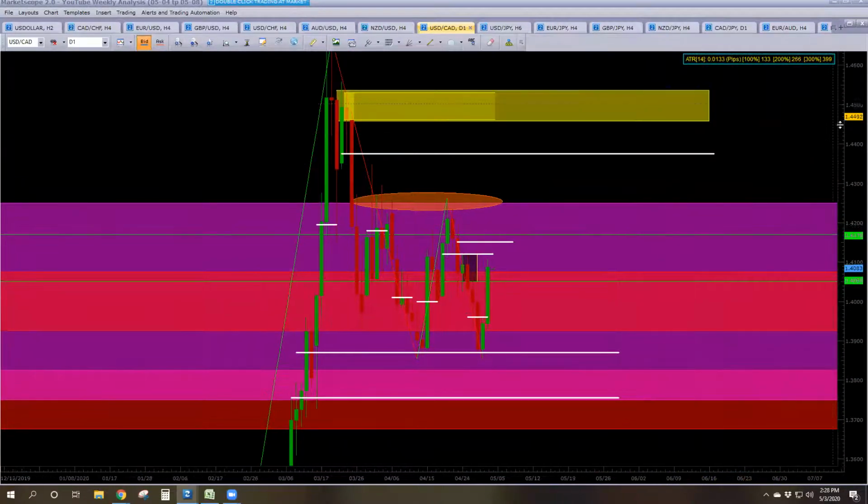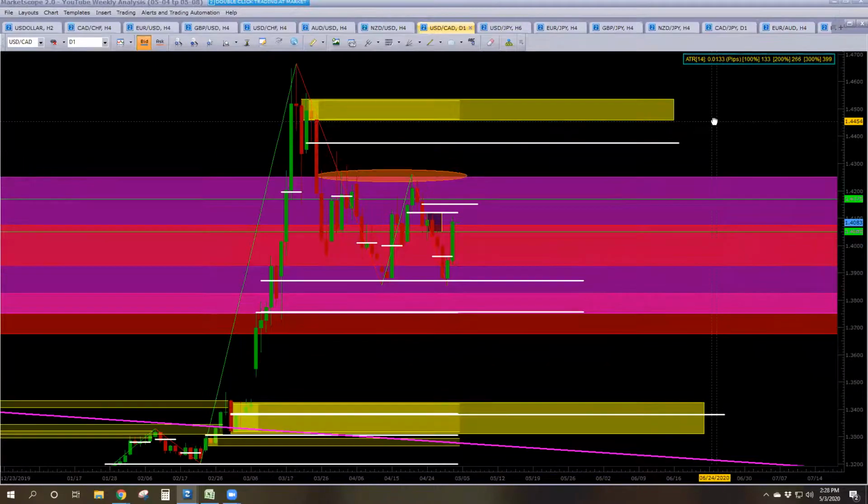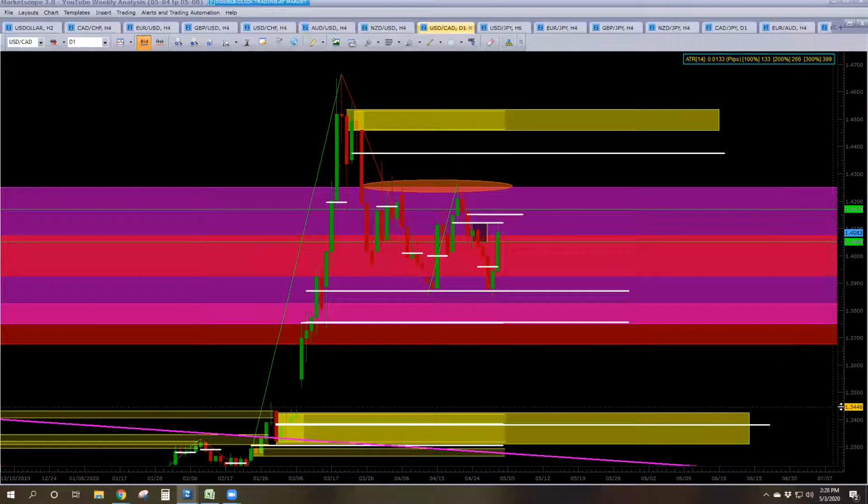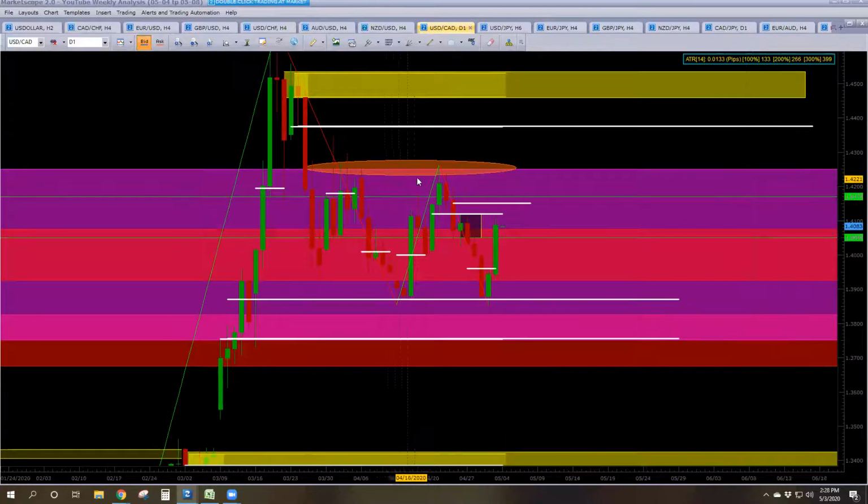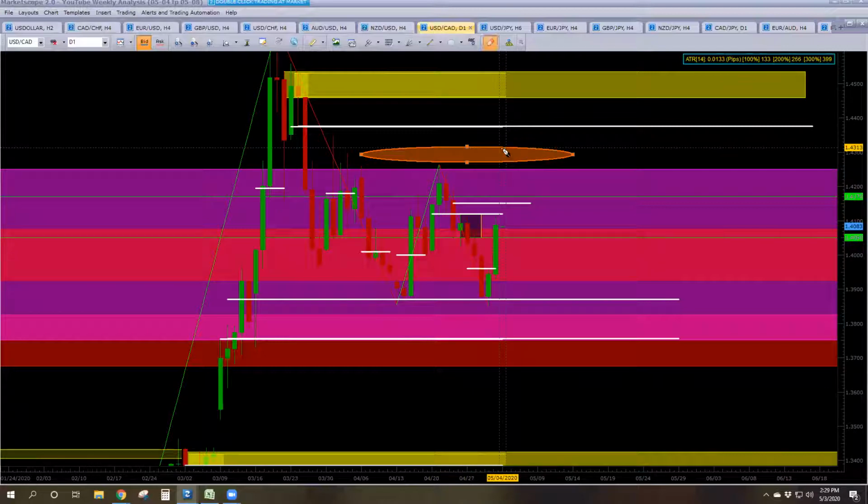So the yellow zones, anything that has to do with yellow, are considered my supply and demand zones. That's my upper supply, that's my lower demand zone. Let's start breaking this down. I have this little oval shape right there because I forgot to explain what's going on here.